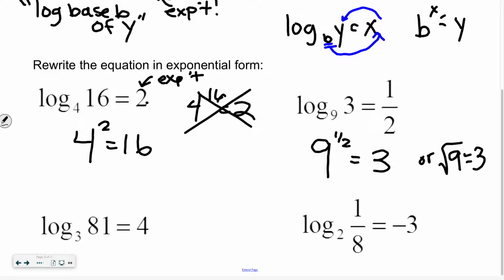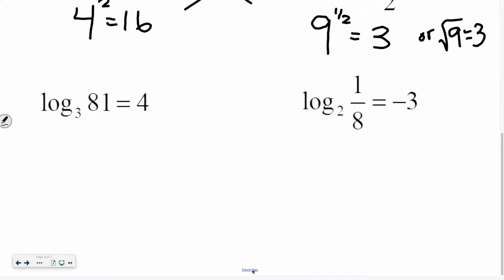Okay. Rewrite the other two for me. So I move them up. After you rewrite them, stop and look at them. Do they make sense the way you rewrote them?